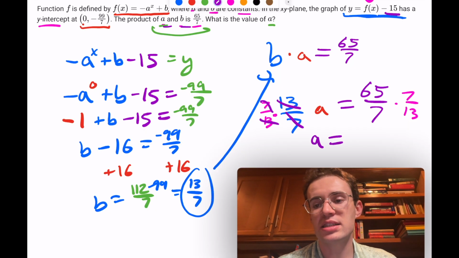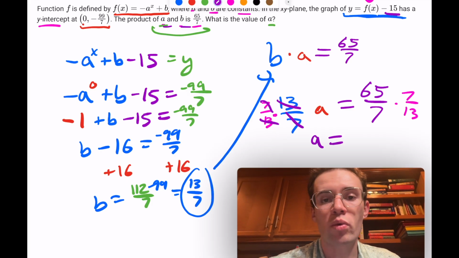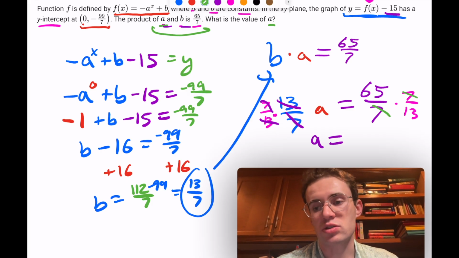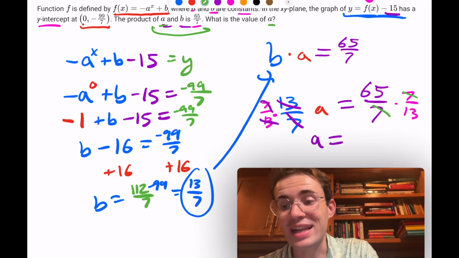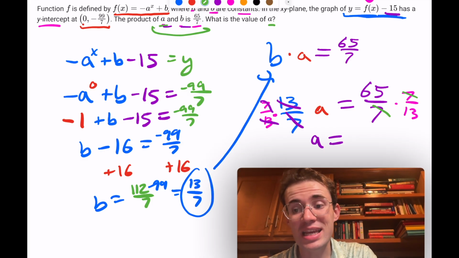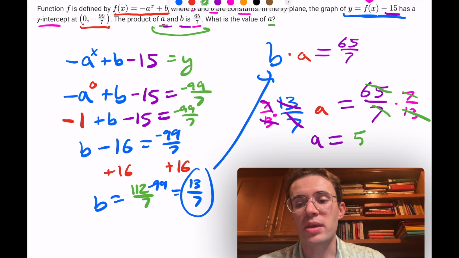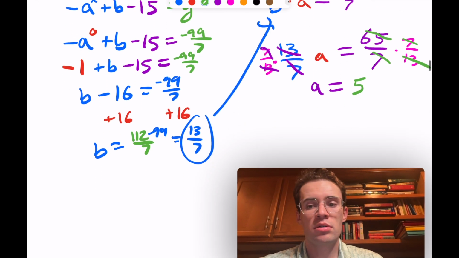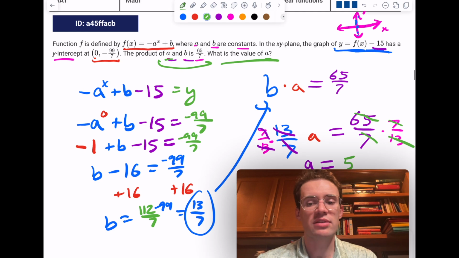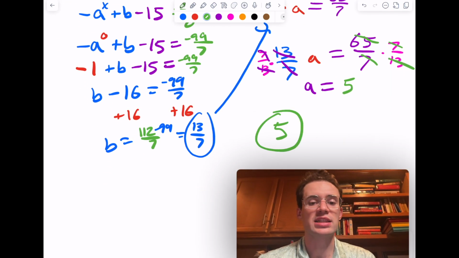It gives us a is equal to, and over on the right side, sevens cancel as well. 7 divided by 7 is 1. And 65 divided by 13 will be 5. Think of that as it's 50 plus 15. So 5 times 10 is 50. 3 times 5 is 15. So a will be equal to 5. And again, that's what we're looking for. What's the value of a? So we can enter that in as our answer.